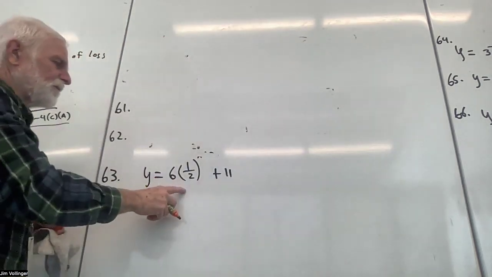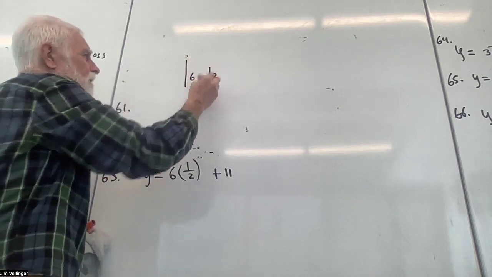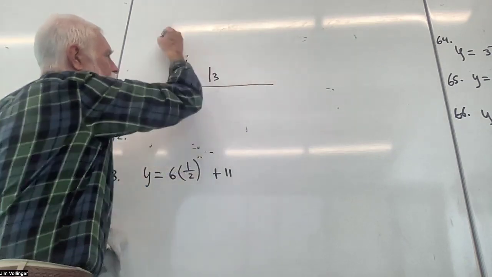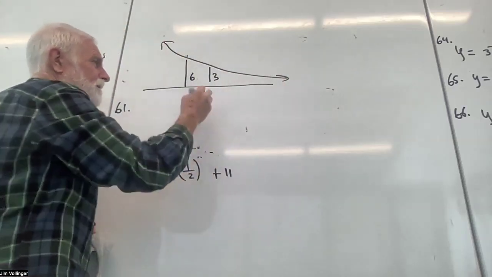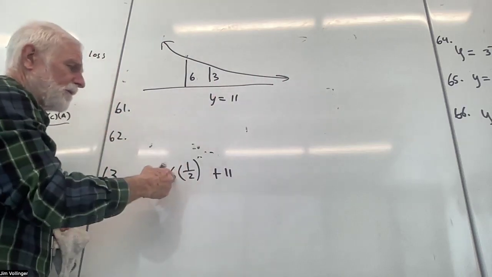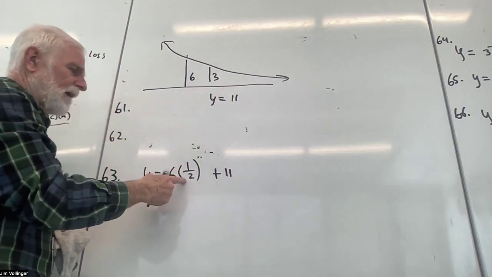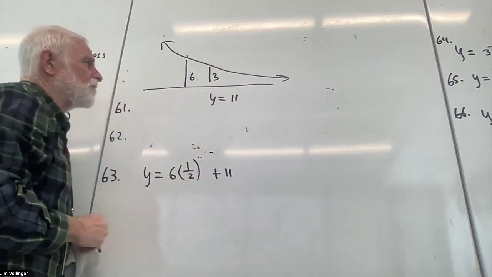I see an exponential function. I see a jump of 6. I see half of that, 3. That's what I'm seeing. I'm seeing exponential decay headed towards 11. Right? Because this is disappearing. 6 times a half is 3. A half of 3 is 3 halves, so on and so forth. So it's going to head to 11.